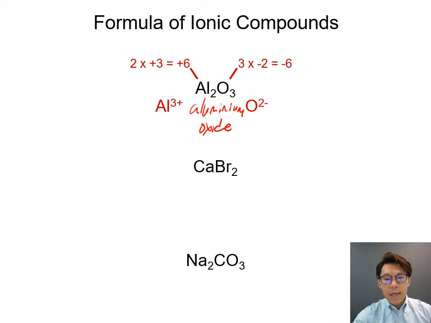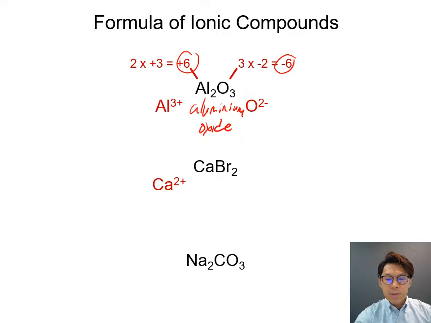As you can see, the net charge for the left side will be plus 6, because aluminium 3 plus, you have two of them, so the total is plus 6. And for the oxide, we have 3 oxides, so the total charge will be minus 6. So plus 6 minus 6, the net charge will be 0. As I mentioned in the previous slide, all ionic compounds show a net charge of 0.